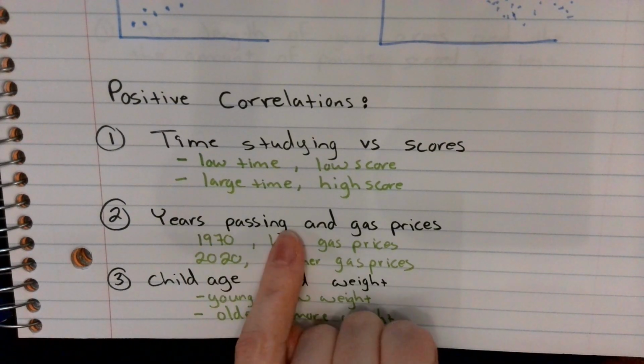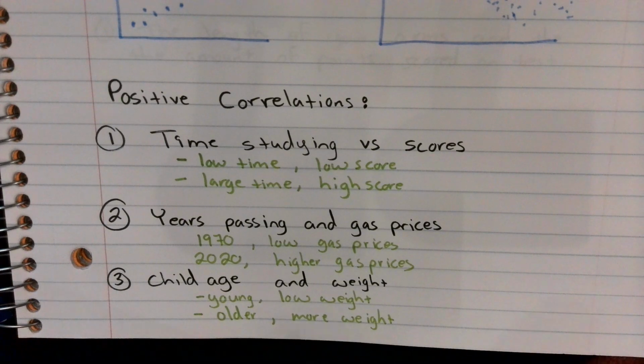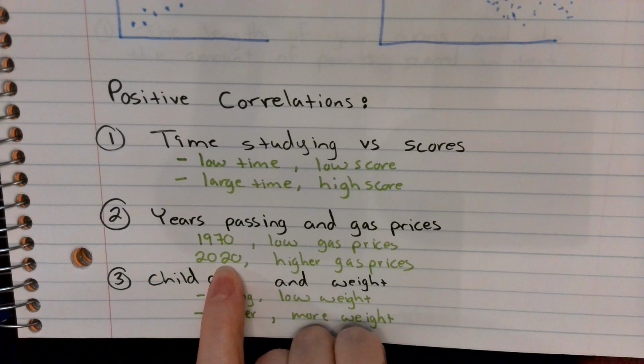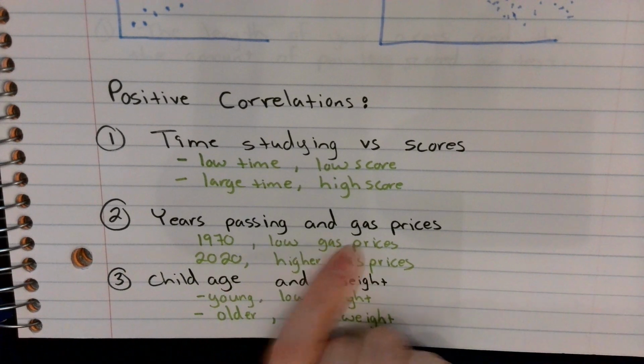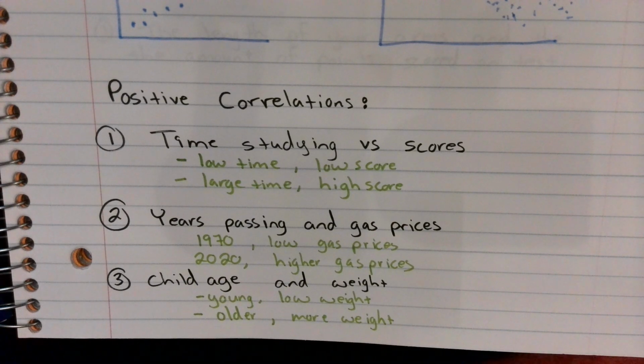Okay, another one might seem a little off to you, but the amount of time that's passed, years that have passed, versus gas prices. So, 1970 versus today, gas prices had a huge change. So 1970, gas prices were probably lower. In 2020, gas prices are obviously higher. And then a more obvious one, as a kid gets older, their weight changes, their height changes. Okay, it's increasing. So think about it.